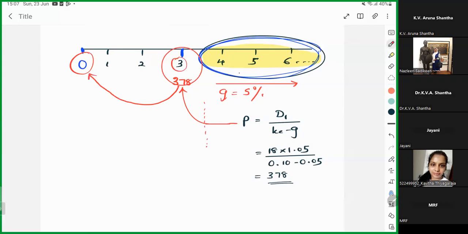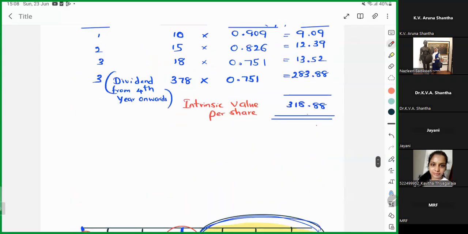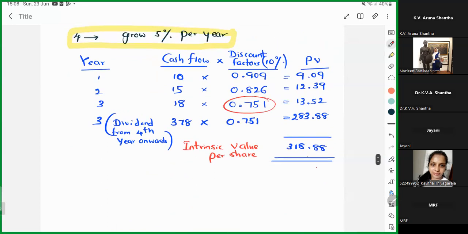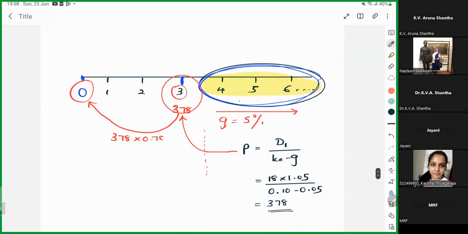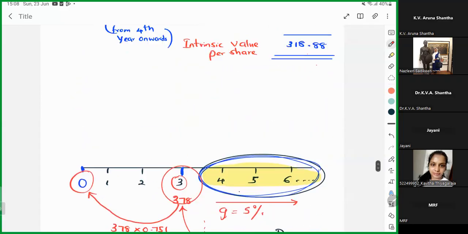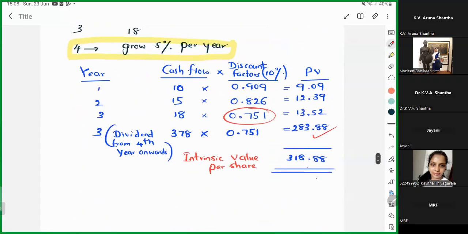So this is the end of third year value. So 378 multiplied by third year discount factor. So what is the third year discount factor? 0.751. Then you get the value of this dividend now, 283.88. Right. Are you clear now? Yes, sir. Perfectly. Perfectly. Right.